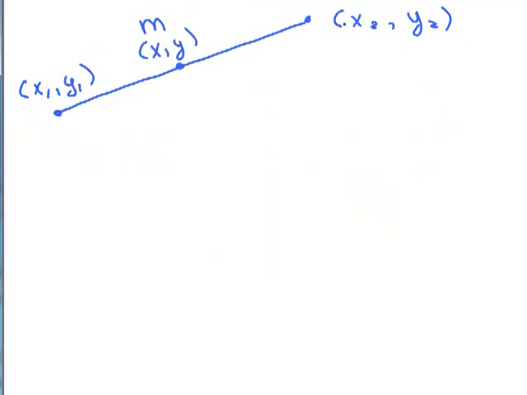So let's look at this diagram. We have, let's say, some ordered pair x1, y1, and some other ordered pair x2, y2, right? And we're trying to find the midpoint. So let's say this is the midpoint right in the middle, and I'm just going to call that xy. That means the distance from here to here is the same as the distance from here to here, so those are two congruent segments.